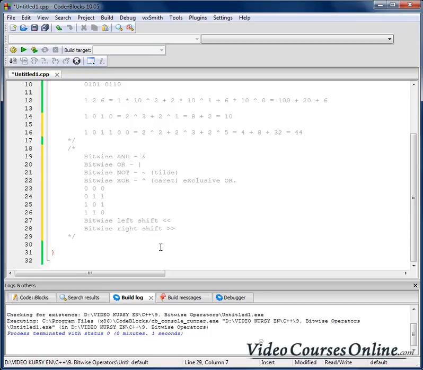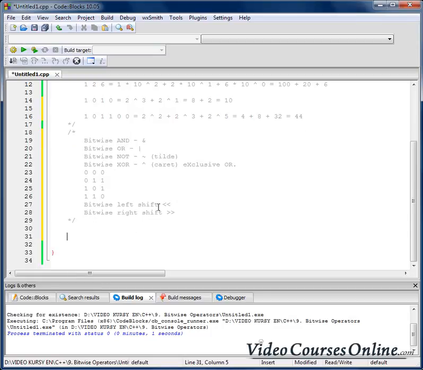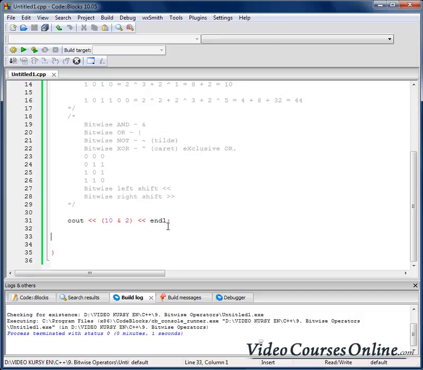Okay, now it's time to do some exercises. For example, cout 10 and 2, and we want to see what will be the output. Okay, let's do something like that. Look, normally 0, 0, 0 is just 0, right? If I want to change that to 10, let's do something like that.